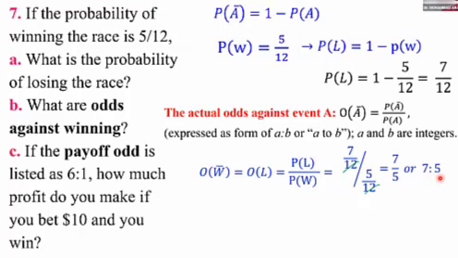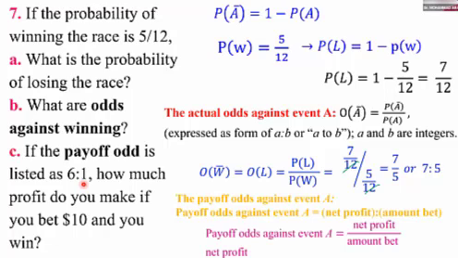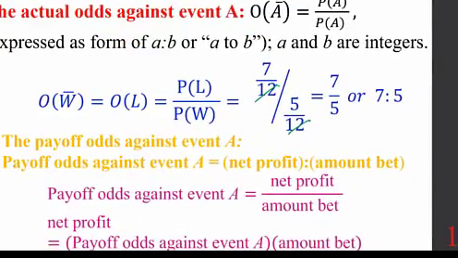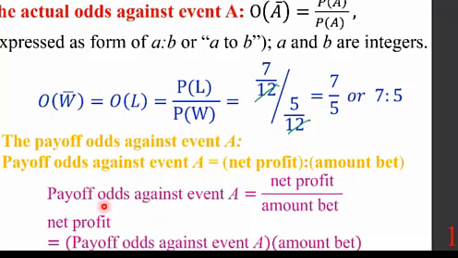If the payoff odds is listed as 6 to 1, how much profit do you make if you bet $10 and you win? Payoff odds has a specific definition. And when it comes to net profit, payoff odds against an event A is net profit divided by the amount of bet. So take a look at this. How much is the payoff odds? In this case, it's 6 to 1.